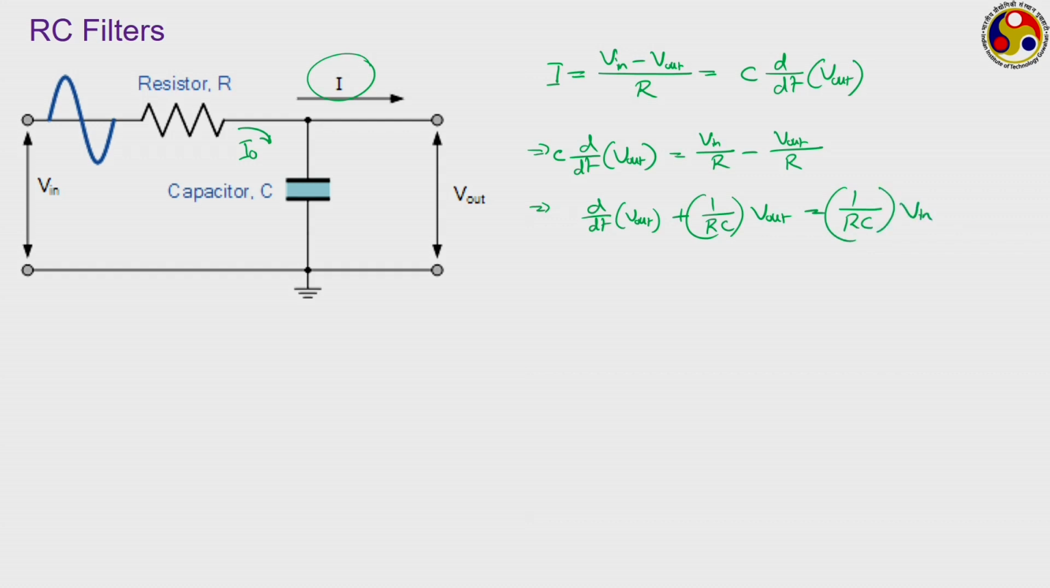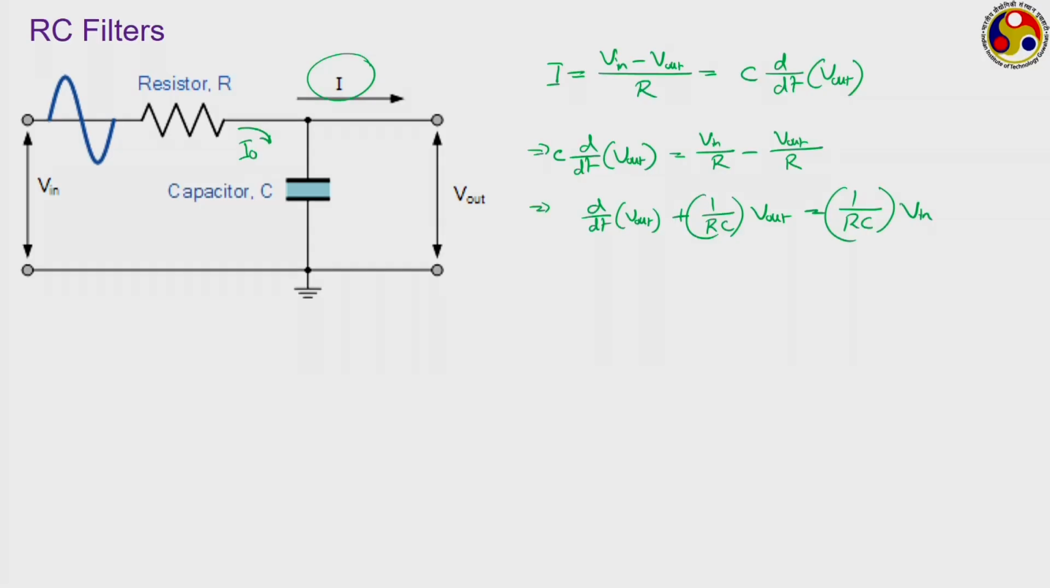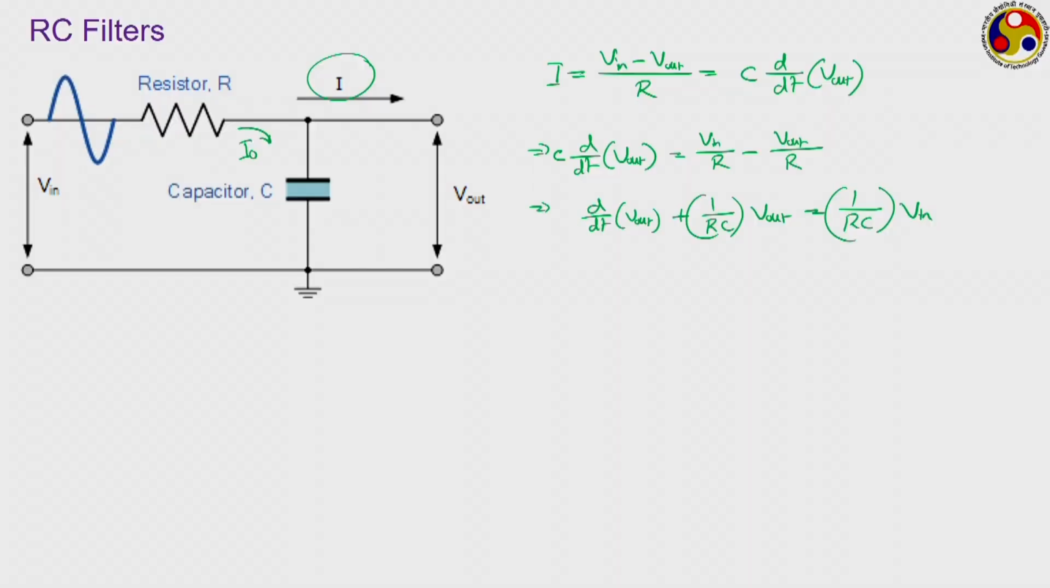How does this relation look? Here V in is the input, V out is the output, R and C are system level parameters. So, this is a very simple first order equation. From whatever we have discussed earlier, you can easily calculate the time constant and steady state gain for the circuit. But that is generally not our objective here.